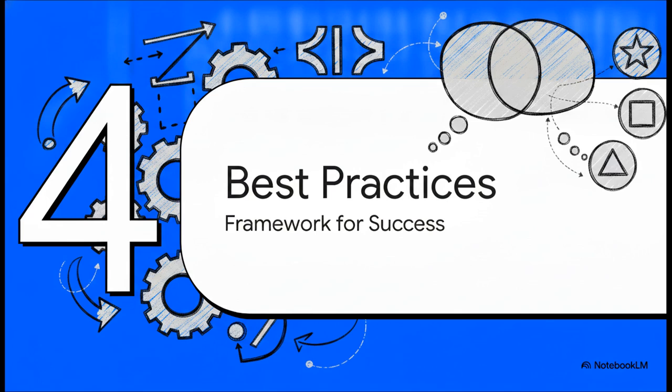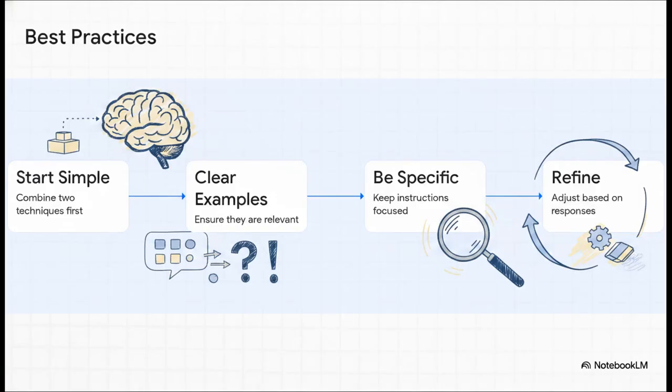Let's head into our final section, section 4, prompting best practices. This is your framework for success. So how do we actually implement this day to day? Well, step 1, start simple. Try combining just a role and an instruction first to see how the model reacts. Step 2, use clear examples. Make absolutely sure they are directly relevant to your task. Otherwise, you're just going to confuse the AI. Step 3, be specific to remove ambiguity. Keep your instructions incredibly focused. And finally, step 4, experiment and refine. Look, your first prompt is rarely your best. Just tweak your building blocks based on what the AI gives back to you.